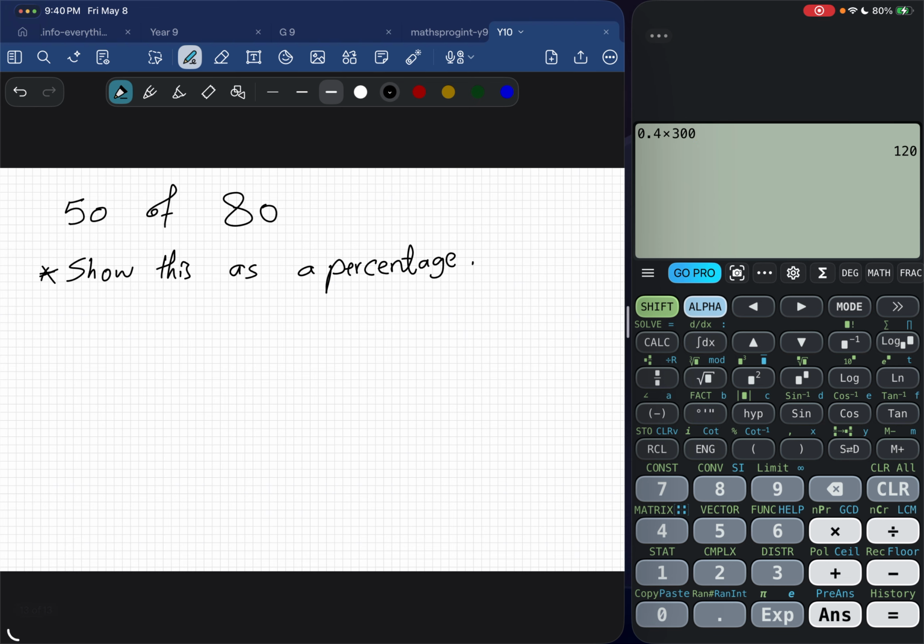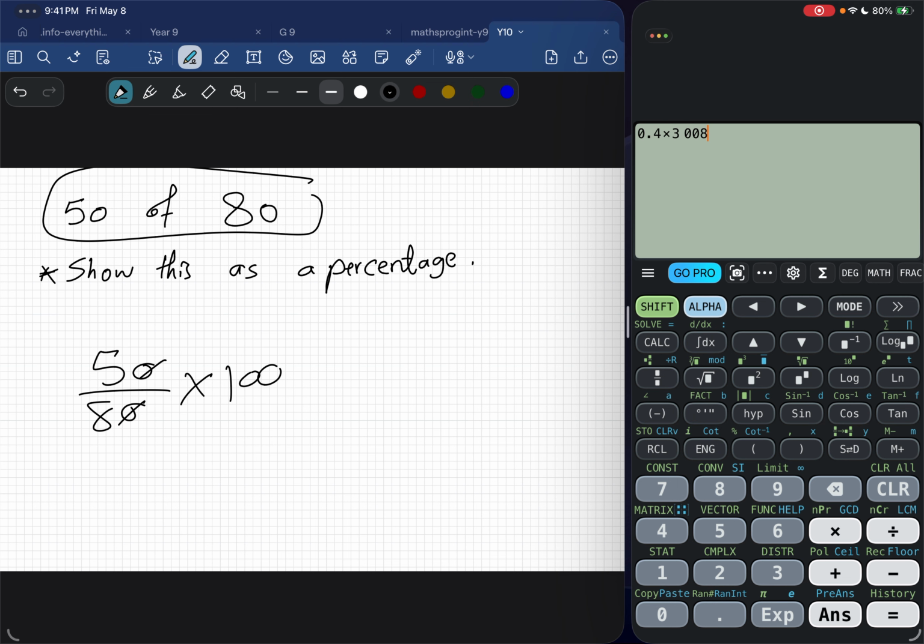We need to show this part of a fraction as a percentage. Show this as a fraction, 50 over 80, and multiply by 100. 0 goes off with 0. Five over 8 times 100. It's going to be 62.5%.